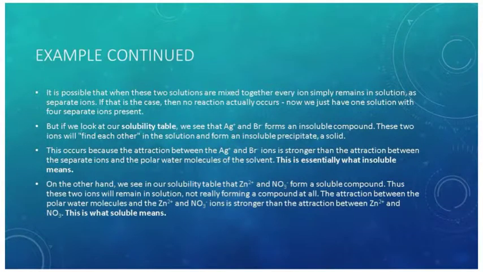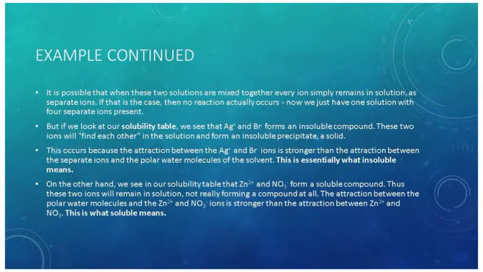It is possible for these two solutions to mix together and every ion remain in solution as separate ions. If this is the case, then no reaction actually occurs. Now we just have one solution with four separate ions present. But if we look at our solubility table, we see that Ag+ and Br- form an insoluble compound. These two ions will find each other in the solution and form an insoluble precipitate, a solid.